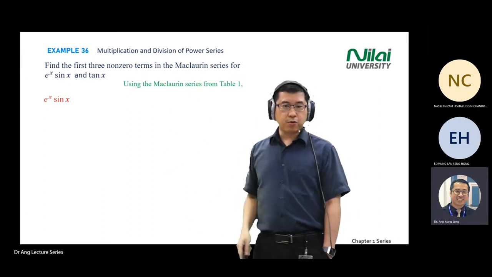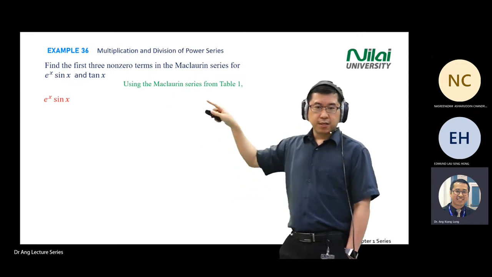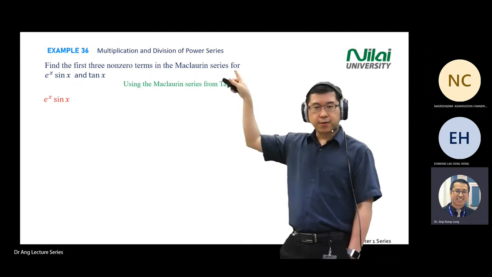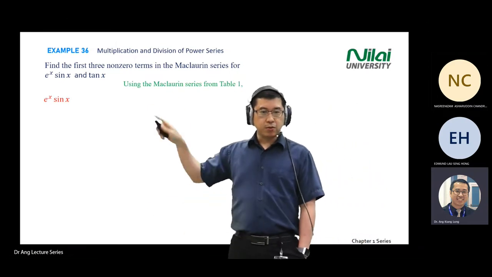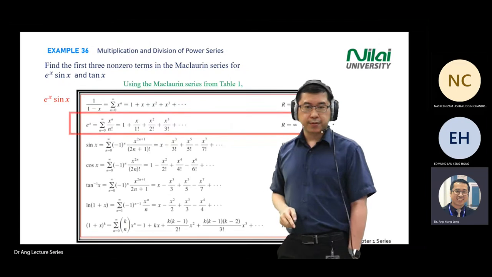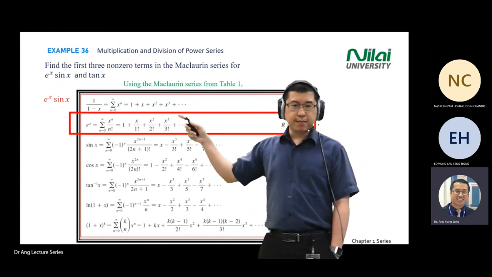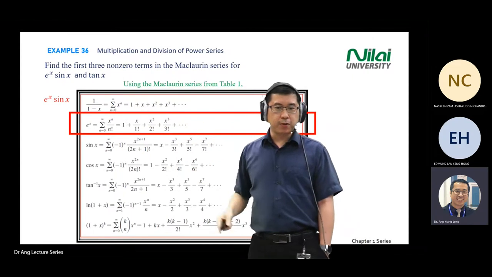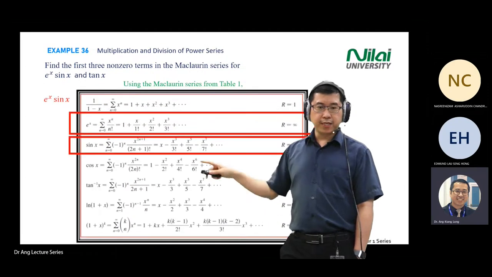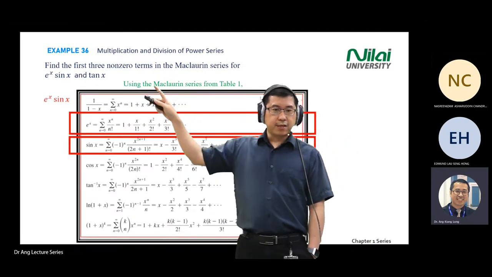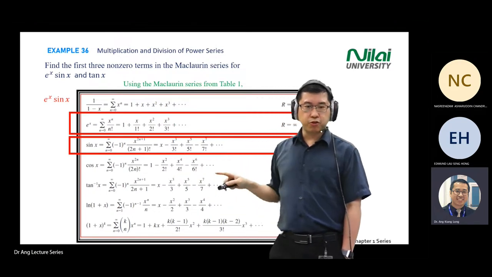Example 36, also the same, but it involves multiplication and division by using table one. This one is more towards final exam question. Again, the steps are inside there. First step, look at the question. Second step, do some arrangement, then compare table one and continue with the calculation. This is a combination between two. Example 36, you need to refer to two. Sometimes in final exam, three.